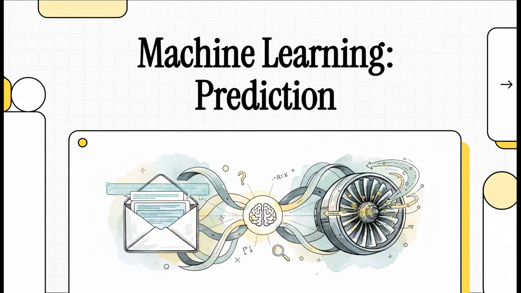Welcome. Today we're pulling back the curtain on machine learning and its incredible power to predict the future. From your email inbox to the engines on an airplane, computers are making these predictions all the time. But how? How do they actually do it? Well, let's dive in and find out.